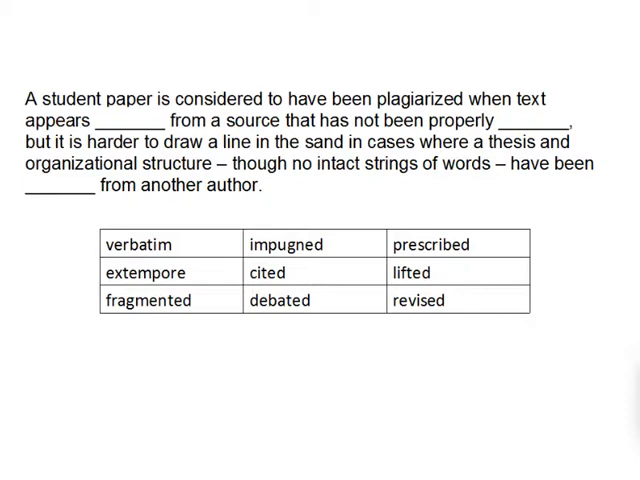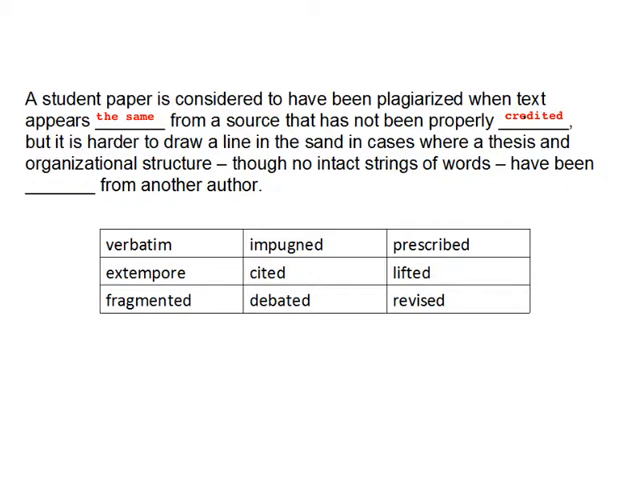Here, a student paper is considered to have been plagiarized. Now, that's a great clue right there. When text appears, what from a source? Well, taken from a source, appears exactly as it did in the source. And what kind of source? A source that has not been properly what? When we plagiarize, what are we failing to do to a source? Typically, we're failing to credit that source or credit that author. So credit, or you might even have gone directly to cite here as your fill-in. We could also say appears exactly the same from a source that has not been properly credited.